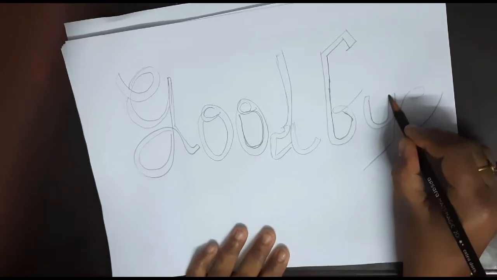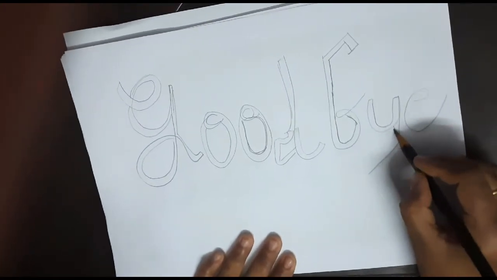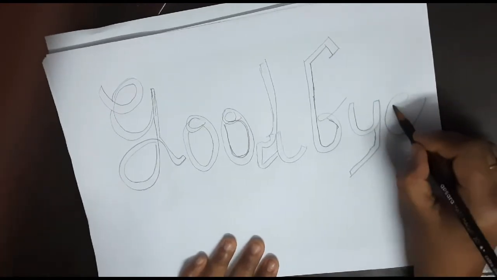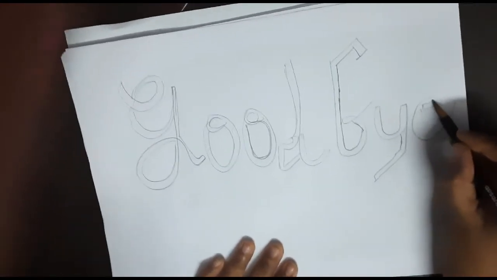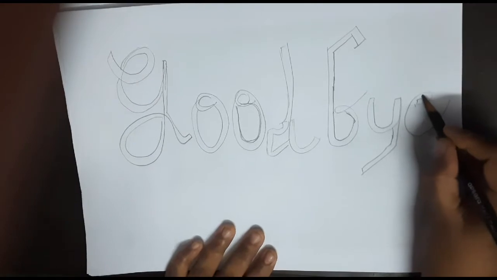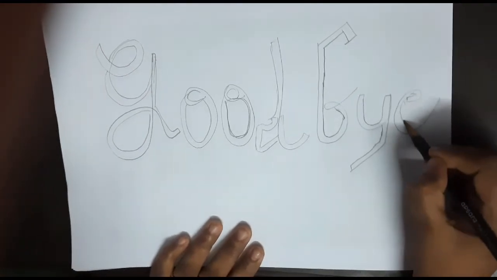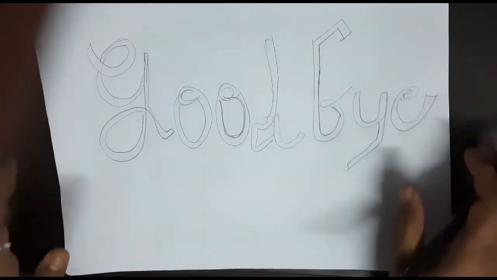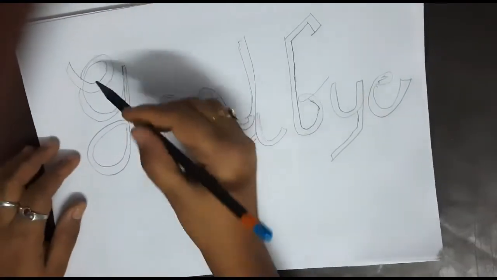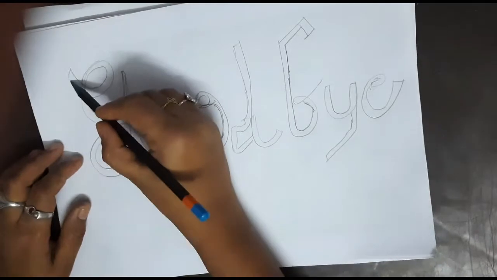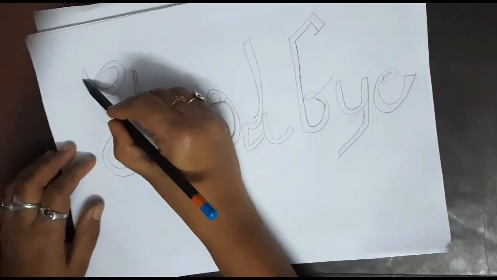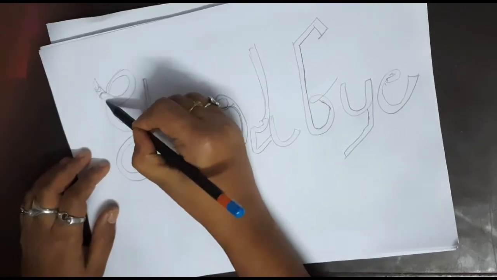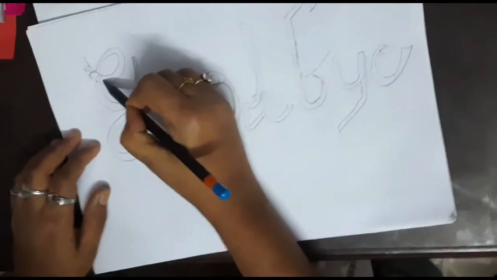So Y, yes, you can write E also like this. E. So finish here. So double layer you had given. Now we are going to do doodle art. Doodle art is nothing but you can give the formation of like this. Yes, you can give this form.